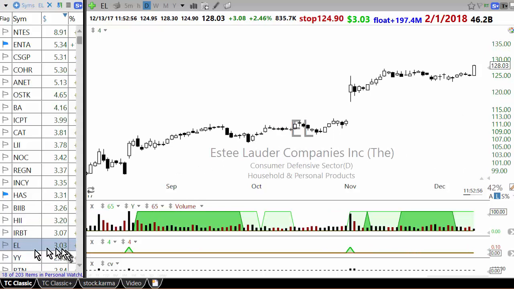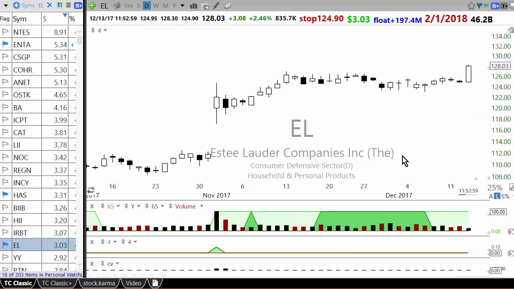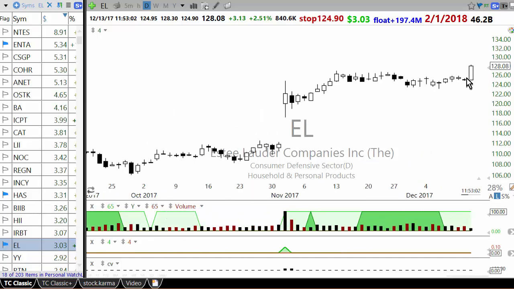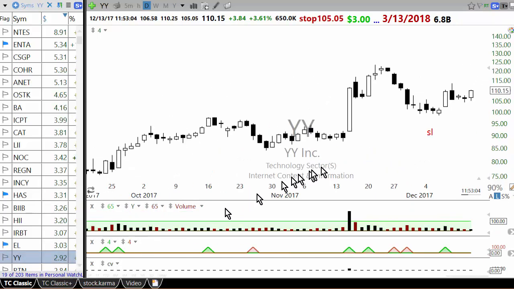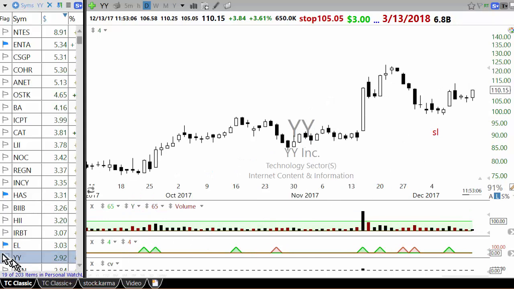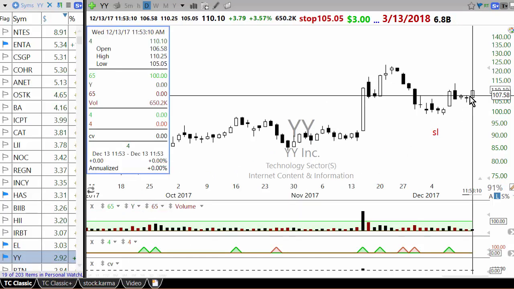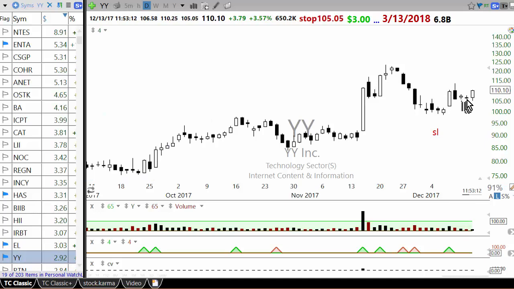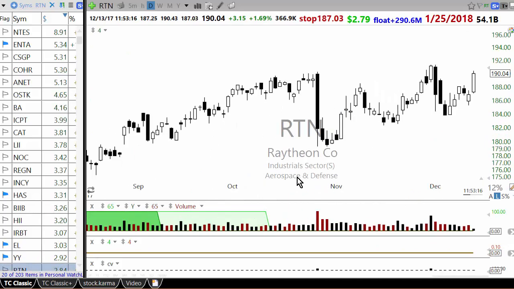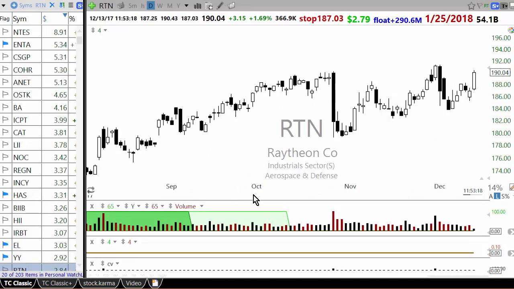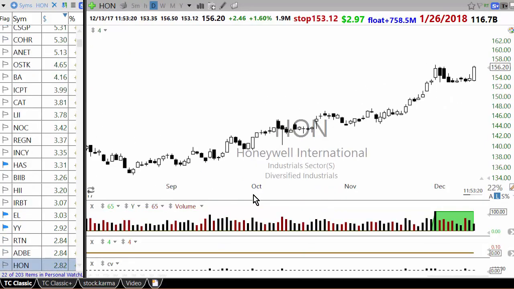Now ST Laudier, very early entry, already taken profit on a lot of the position. I had a huge position here, sold a lot of it. YY, again, I have a position here. I entered it based on an entry here; 107.60 was my entry trigger for that. So you have Raytheon, which is again, as I said, the defense stocks, and Honeywell International.